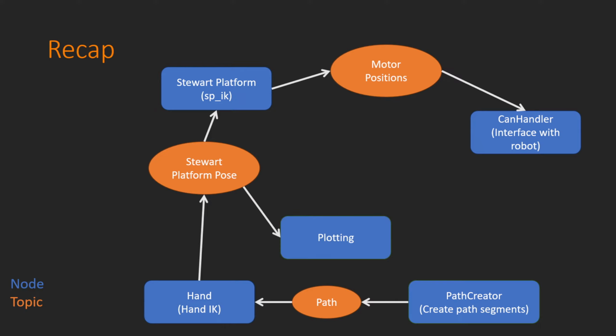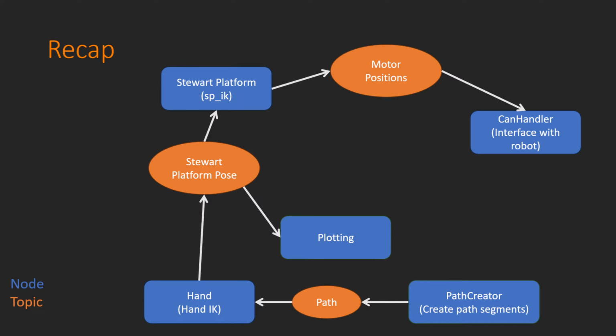For example, I want to plot as well, because plotting is a very handy way to see if something is going wrong. I can very easily make a plotting node that I can quickly turn on and off if I want to. If I don't want to plot, I can just turn that node off. But if I do want to plot, then I can just turn the node on, and it doesn't affect the rest of the system. It's really cool.